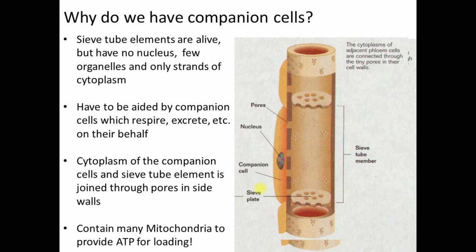So here, sieve tube elements are alive but without nucleus, with few organelles and only strands of cytoplasm. That cytoplasm is needed for cytoplasmic streaming, which explains the translocation of food from one sieve tube to another sieve tube. They have to be assisted by companion cells, which respire. The cytoplasm of the companion cells and sieve element is joined through pores in the side walls, meaning through the plasmodesmata. These pores are the plasmodesmata. And companion cells have many mitochondria to provide ATP for the loading of the food.